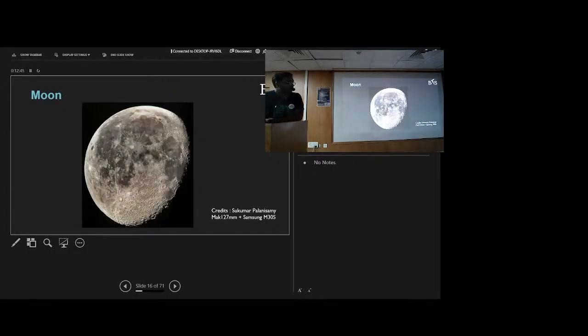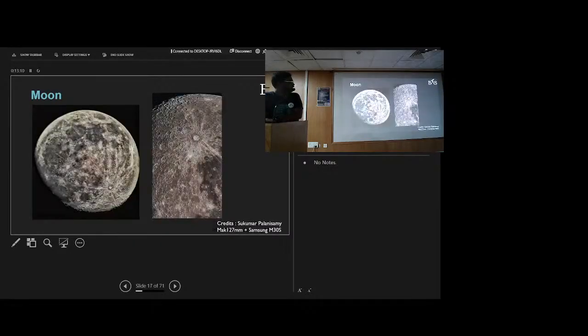Okay, this was taken by one of our fellow batch members, Mr. Sukumar, and he used a similar telescope and used his phone, a Samsung M30s, connected to the telescope. This is called lucky imaging. We put the camera on the eyepiece and then try to take the image. Just another view of the same from the same setup.